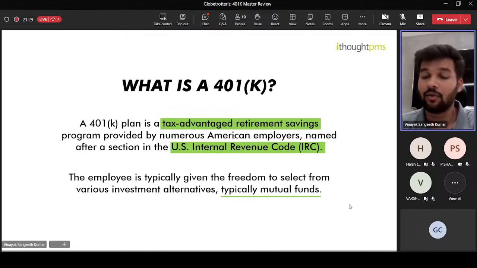But in a Roth account, your post-tax dollars are contributed towards the 401k account. In a 401k, you will have a set of allocations chosen by your employer, and you will be selecting across various investment alternatives ranging from mutual funds, direct stocks, bonds, etc. That also depends upon the plan chosen by the employer.